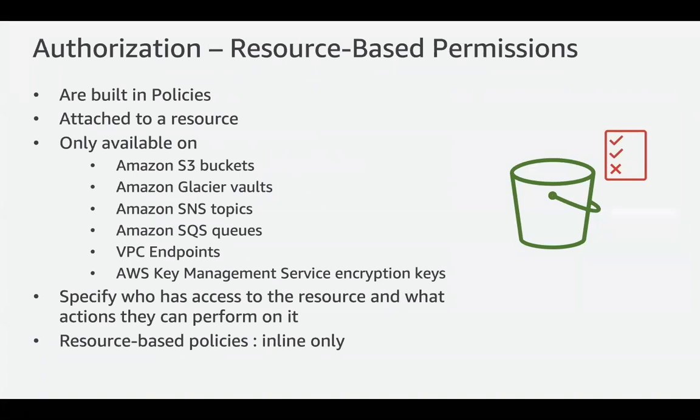Again, resource-based permissions are built-in policies attached to a resource, and they are primarily available for the following resources, such as S3 buckets, Glacier, SNS topics, SQS queues, VPC endpoints, and AWS Key Management Service encryption keys. Here it specifies who has access to the resource and what actions they can perform on it. You can also have resource-based policies inline only here.